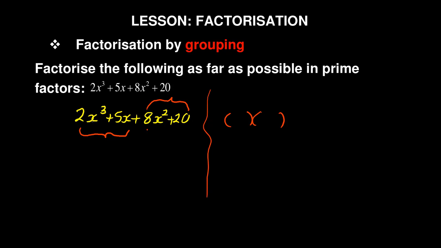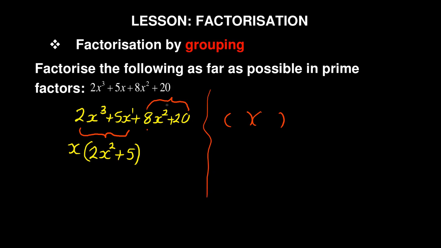So now you ask yourself, what is common in the first two? Look at the numbers first. 2 and 5, there is nothing common, but the x cubed and the x, you can see that the smallest power there is x to the power of 1. So you take out the x, such that you are now saying 2x cubed divided by x. The x will cancel the first x, so that you are remaining with 2x squared. Now again, 5x divided by x, you will remain with a positive 5. So the next important thing is to come out with a bracket which is 2x squared plus 5.